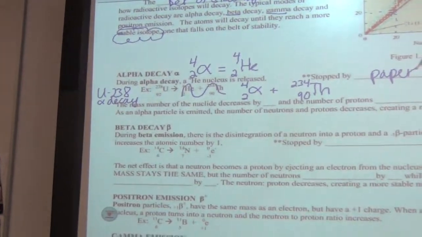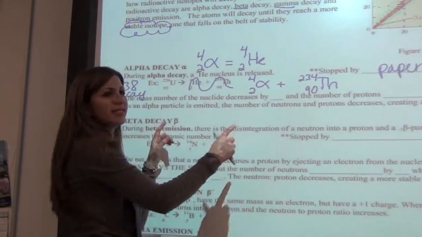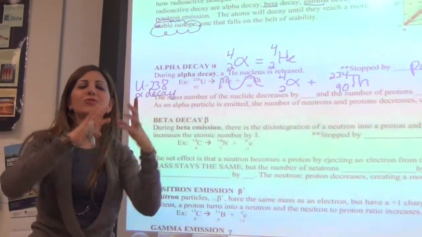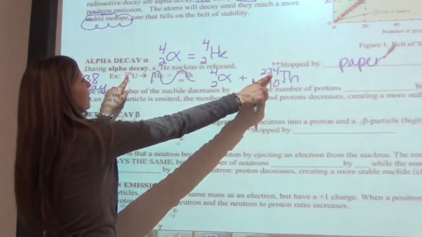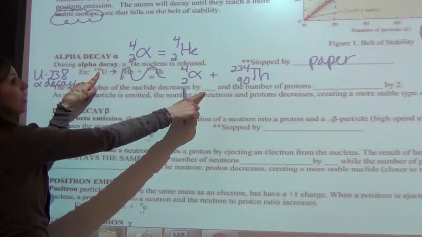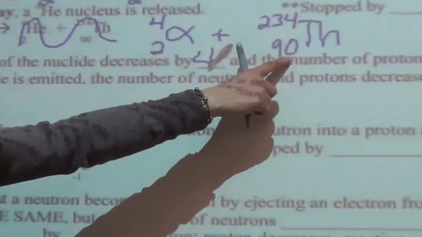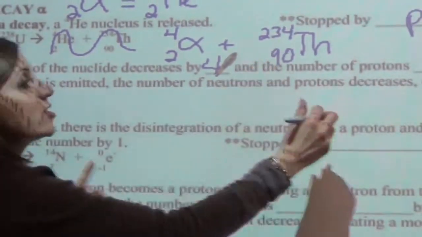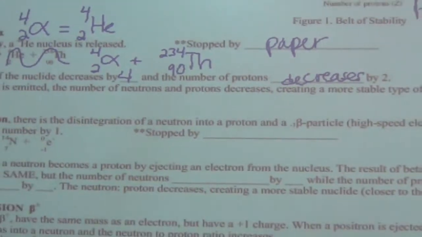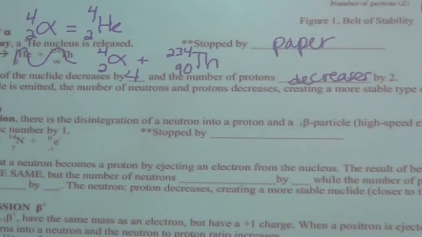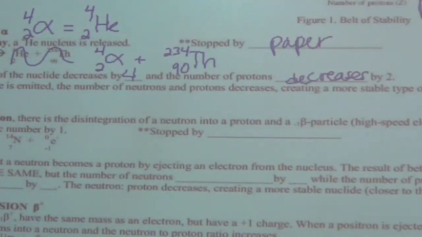being emitted. Okay. The mass number, what happened to the mass number of the nuclide? When they say nuclide, they're talking about the actual nucleus of the element. So what happened to the mass number? It decreased by how much? By how many? By 4. And what about your number of protons? What happened to the number of protons? That decreased by 2. Good. As an alpha particle is emitted, the number of neutrons and the protons decreases, and it creates a more stable type of atom.